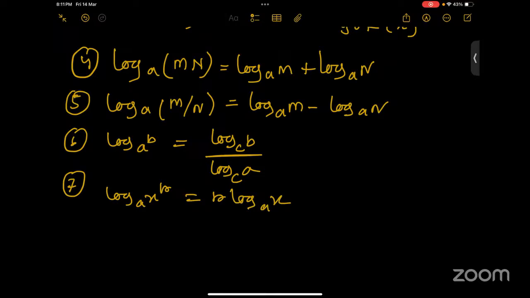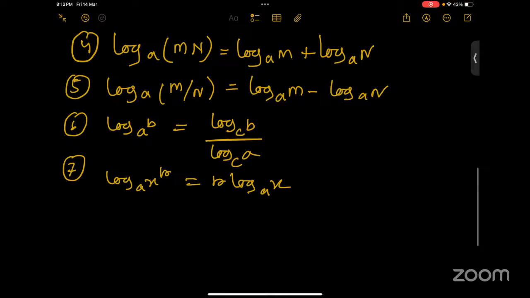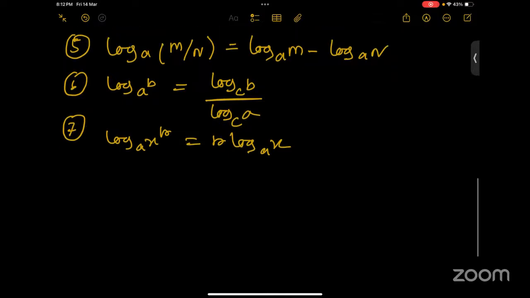Are there any other formulas? These were the basic formulas, right? Using this, we can derive the other formulas, right?